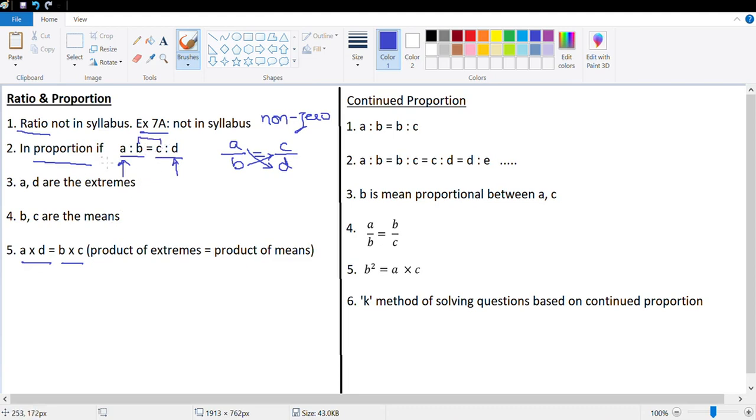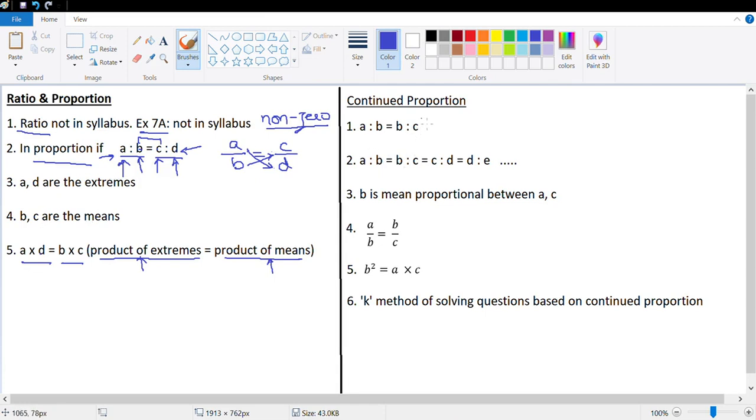A is the first term, B is the second term, C is the third term, and D is the fourth term. So I repeat, A and D are the extremes, B and C are the means, and we just wrote it in the fraction form and we got AD is equal to BC. Now this also is read as product of extremes is equal to product of means, because A and D are the extremes and B and C are the means. So important things to note: non-zero numbers, A upon B is equal to C upon D, product of extremes equal to product of means, and B and C are the means whereas A and D are the extremes.